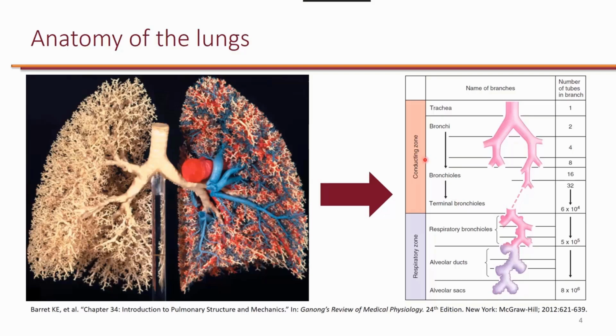Now, when there's inflammation in the conducting zone, such as bronchitis, this area is inflamed, so it becomes difficult for the air to go through, and it will be difficult and painful for the patient to breathe. Now, when we have a more severe infection such as pneumonia, it goes deeper into the respiratory zone. So now the patient will have respiratory issues. So there will be marked hypoxia in the patient.